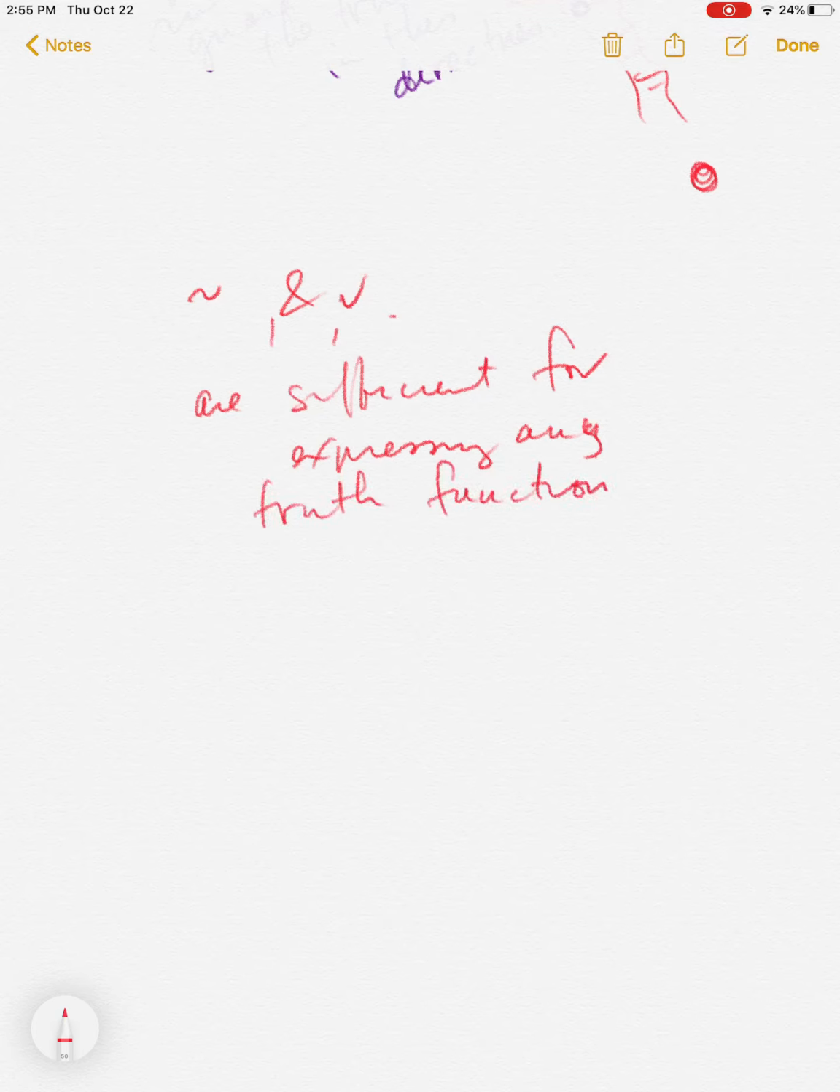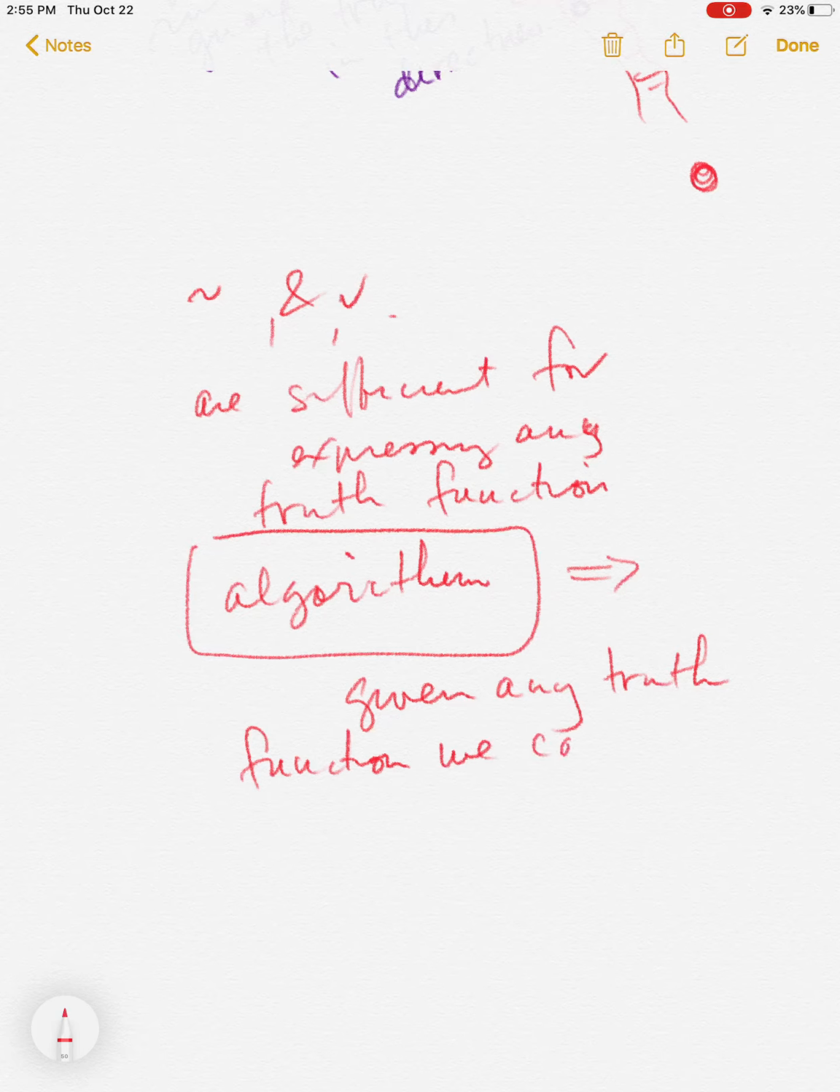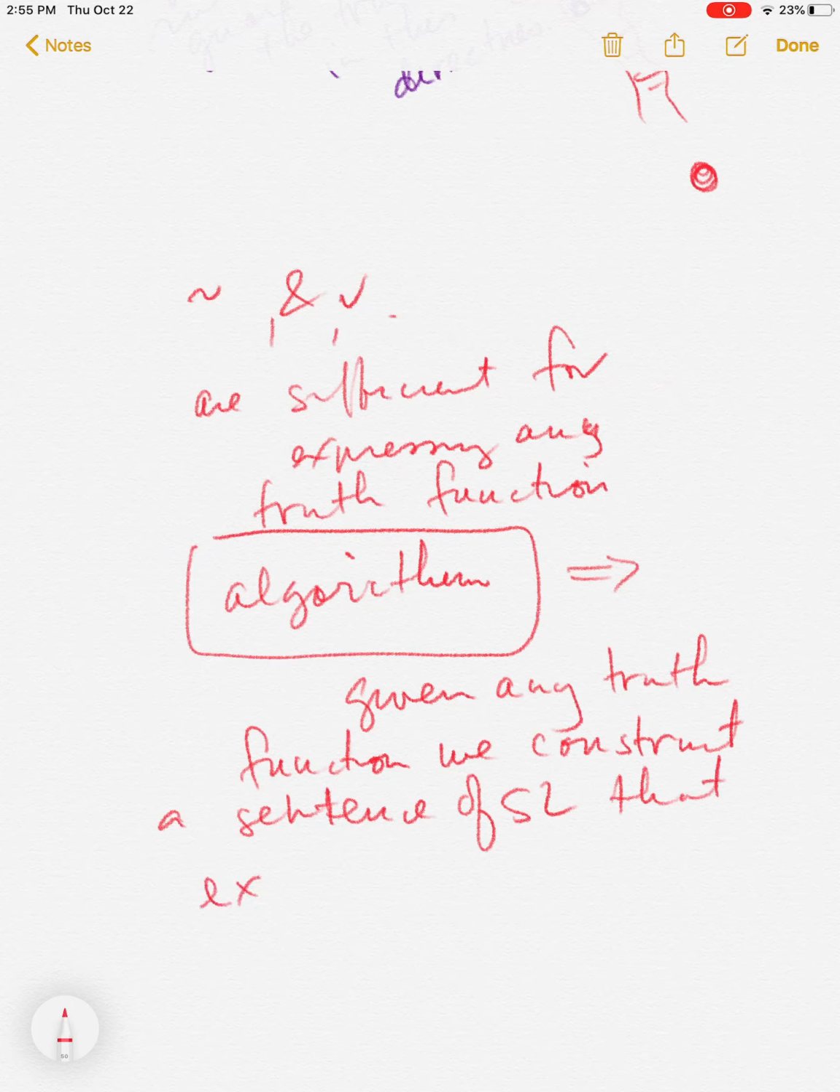So there was a whole lecture in which I talked about truth functions and how we can represent truth functions by these truth schemas, and how we can apply an algorithm, and application of that algorithm will give us a sentence. So given any truth function, we can construct a sentence of SL that expresses that truth function. And we looked at several examples of applying the algorithm.